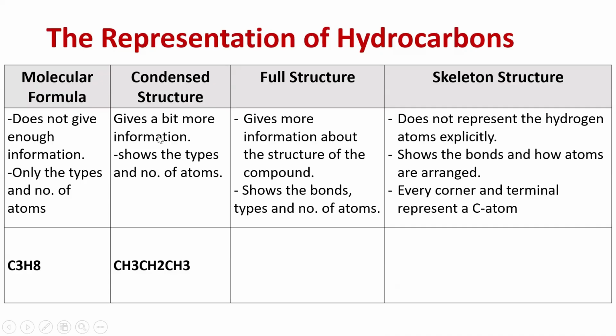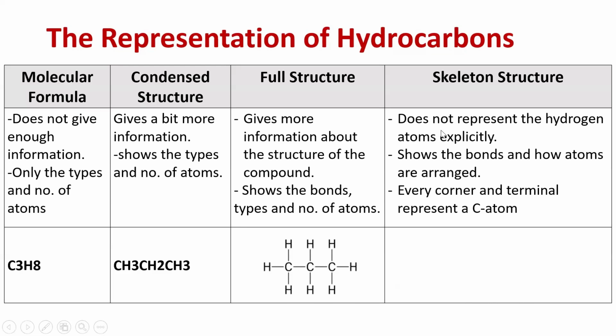The condensed structure gives a little more information than the molecular formula. It shows the types and number of atoms. This is the same C3H8, but it is drawn as a condensed formula, CH3CH2CH3. From this condensed structure, we are sure now that this is propane. The full structure gives more information than the condensed structure. It gives not only the types and the number of atoms, but also the bonds. This is the same compound, propane, but now I can see the type of bonds and the arrangement of atoms.